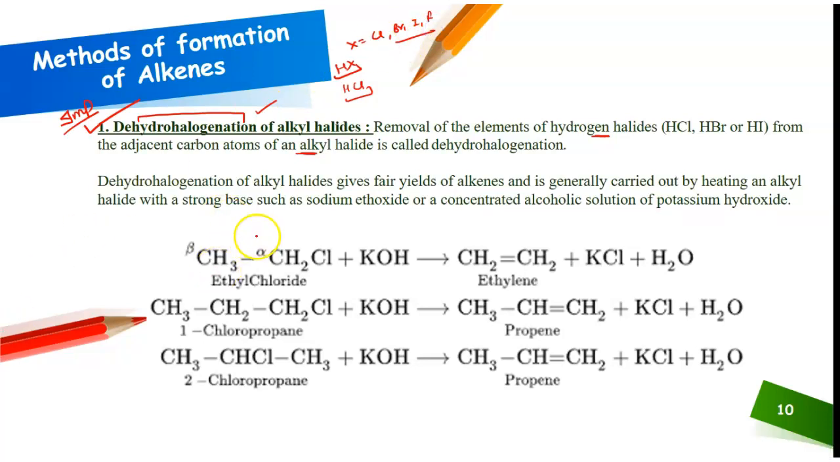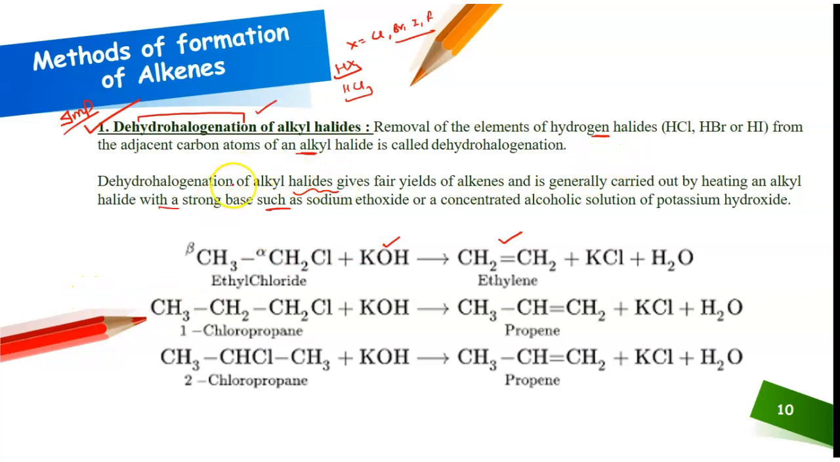So by dehydrohalogenation of your alkyl halide, we get a fair yield of alkenes, and it is generally carried out by heating the alkyl halide with a strong base such as sodium ethoxide or a concentrated alcoholic solution of potassium hydroxide. So it is a very easy equation to remember. You should know the base and then understand what kind of mechanism you are going to follow here, right?